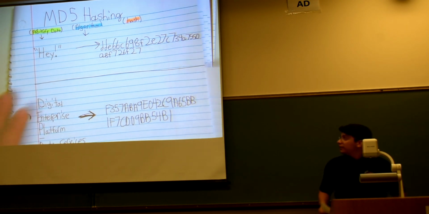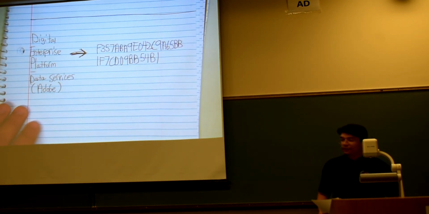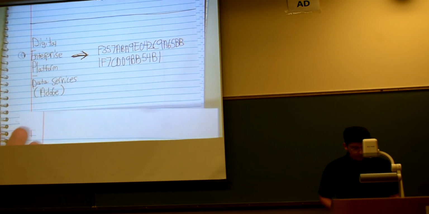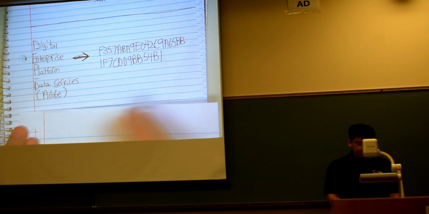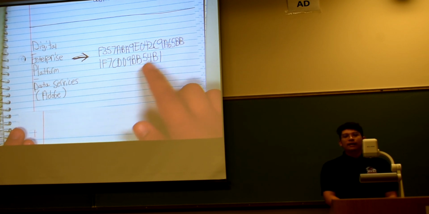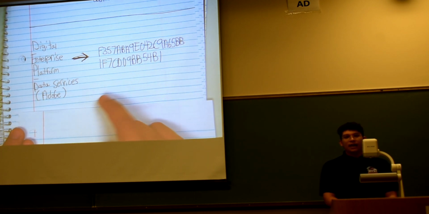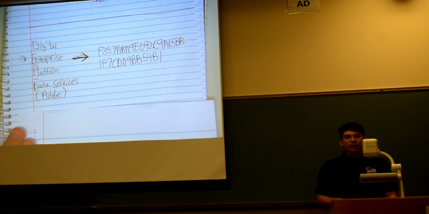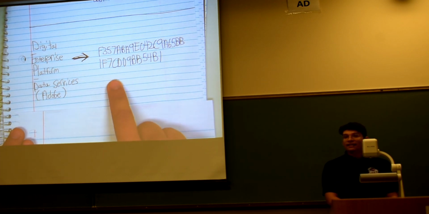So a practical use example would be using the digital enterprise platform for data services from Adobe. This is the hash value that's on their actual website. This is basically saying if you download this from our website and you install it on your computer and you hash it, it should come out exactly like this.